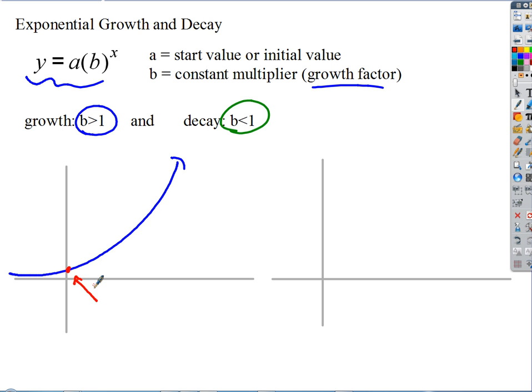Okay, now let's think about this. That's going to be when x is 0, right? Because it's on the y-axis. Agreed?